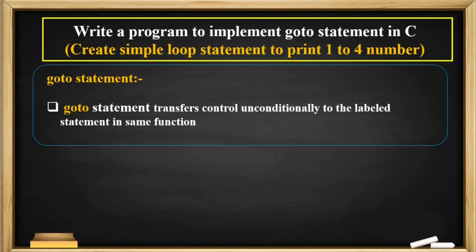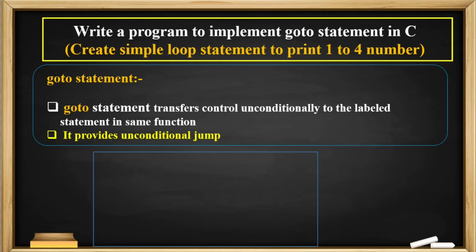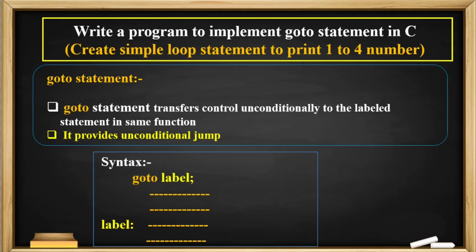First, we will understand concept of goto statement. Goto statement is unconditional jump statement. It transfers program control to the location of label. As shown in the syntax, when goto statement is encountered, program control is transferred to the location of label.